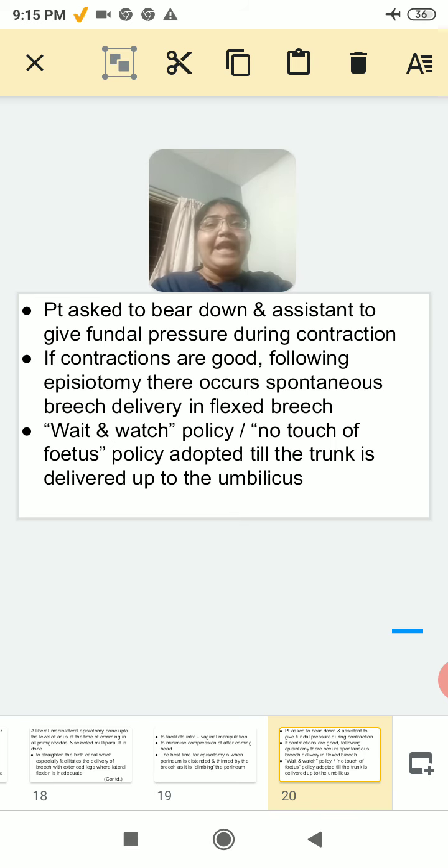Then a wait and watch policy, or no touch of fetus policy, should be adopted till the trunk is delivered up to the umbilicus. So till the trunk is delivered up to the umbilicus, you either adopt the wait and watch policy or the no touch of fetus policy. That means the fetus should not be touched till then.